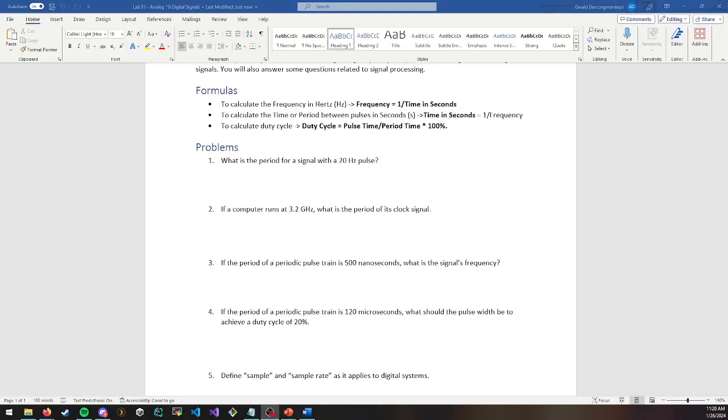All right, so here we are, and we are looking at the lab that we're going to be running for Module 1.